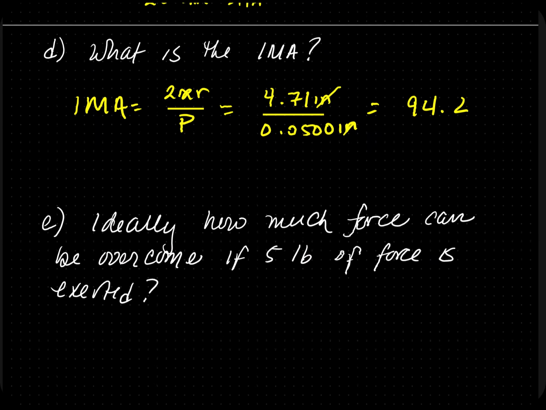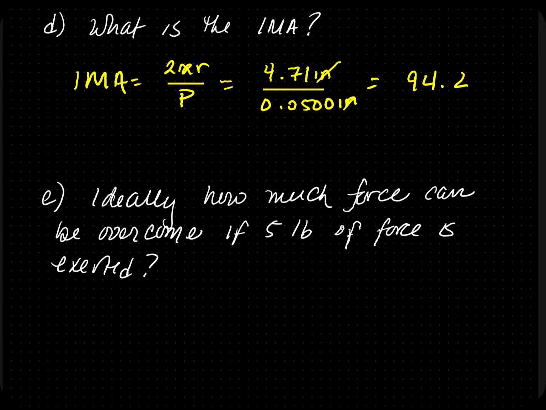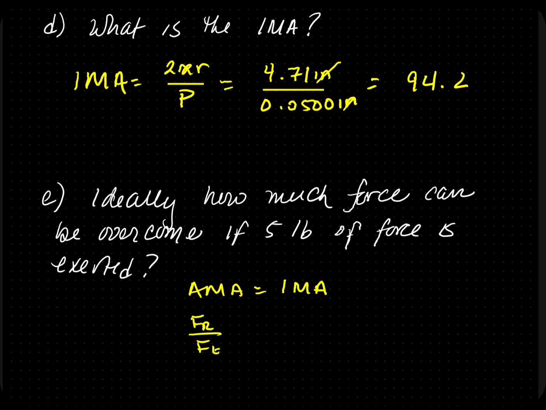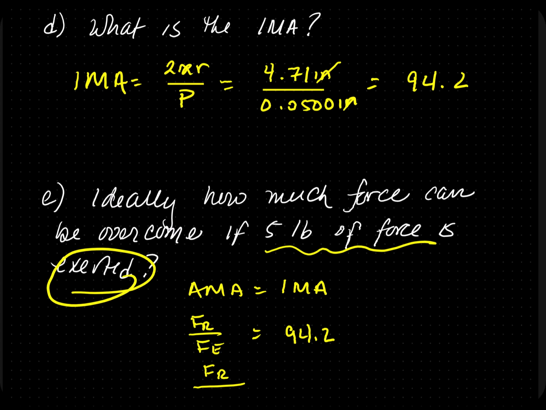In part E, ideally, how much force can be overcome if 5 pounds of force is exerted? So we know that AMA is equal to IMA. AMA is FR over FE. This is equal to IMA, which we solved as 94.2 in part D. FR is what we're looking for because it told you 5 pounds of force is exerted. Exerted means it's inputted. So FR over 5 pounds equals 94.2. Solving for this, FR becomes 471 pounds.